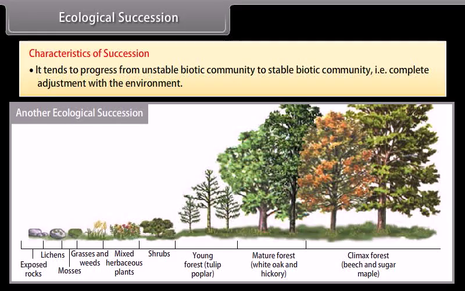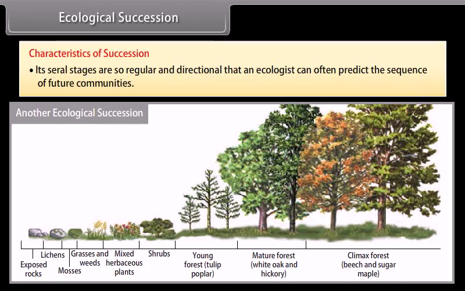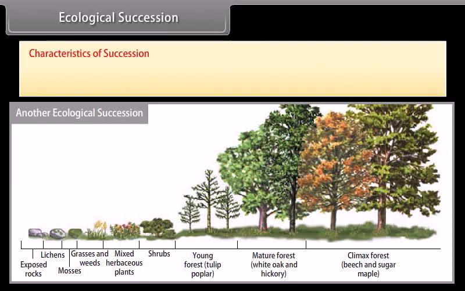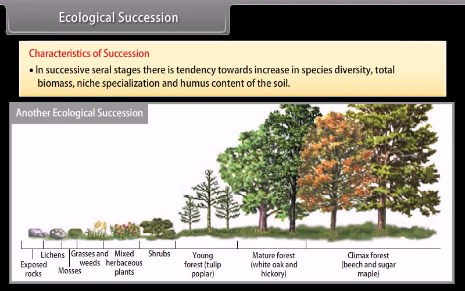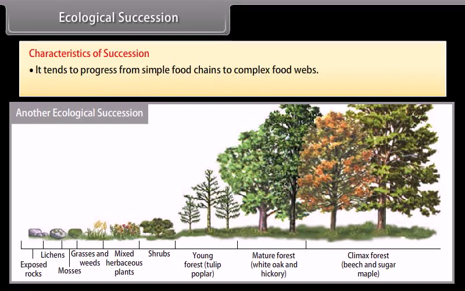Characteristics of succession. It tends to progress from an unstable biotic community to a stable biotic community, that is, complete adjustment with the environment. Its seral stages are so regular and directional that an ecologist can often predict the sequence of future communities. In successive seral stages, there is a tendency towards increase in species diversity, total biomass, niche specialization, and humus content of the soil. It tends to progress from simple food chains to complex food webs.